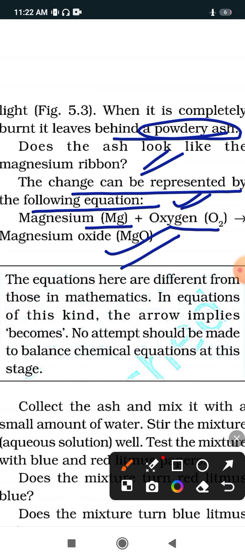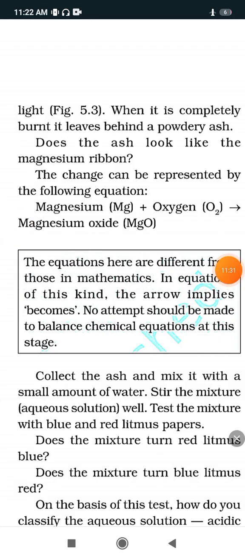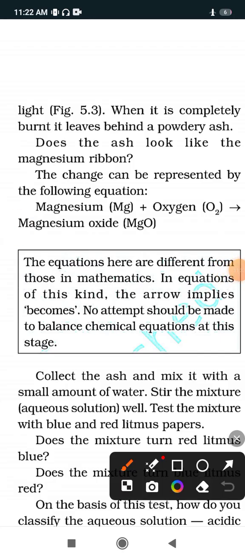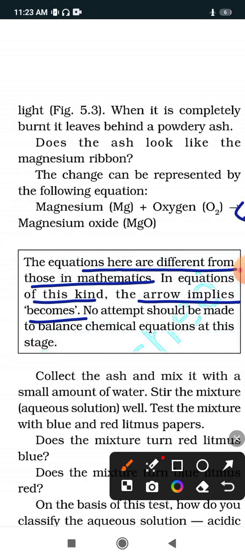So this is the reaction. When magnesium is burned in a candle flame in the presence of air, it gives magnesium oxide. One of the most important things given here is that these equations are different from those in mathematics. In an equation of this kind, an arrow implies become. In chemistry, arrow means become. So magnesium and oxygen become magnesium oxide.